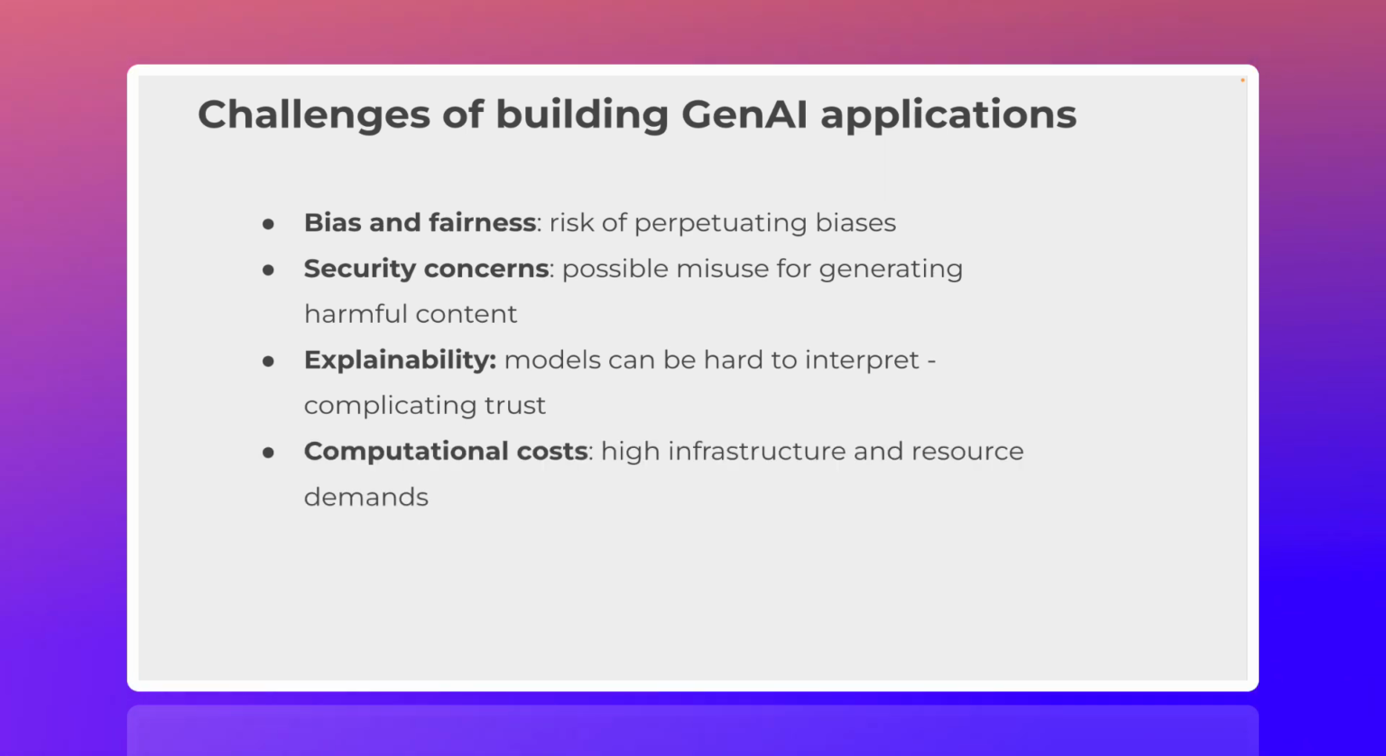And also we have computational costs. As you know, these infrastructures are resource hungry, so they demand a lot of resources, and that can get very expensive. Not just expensive monetarily or financially, but also in terms of general resources like electricity, power, and many others. So these are some of the challenges of building GenAI applications.